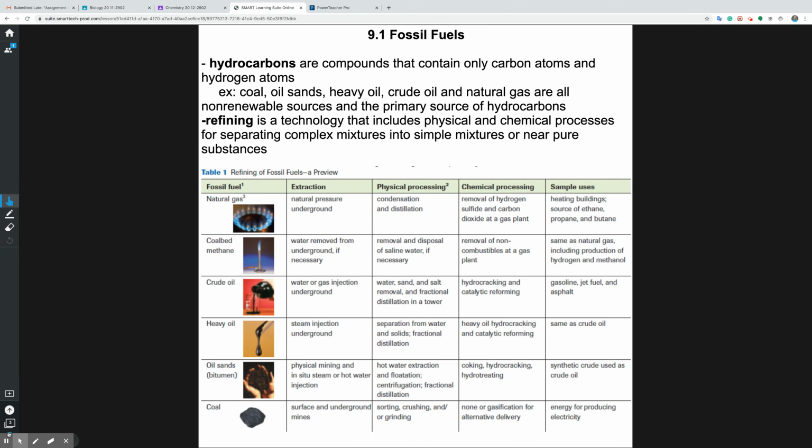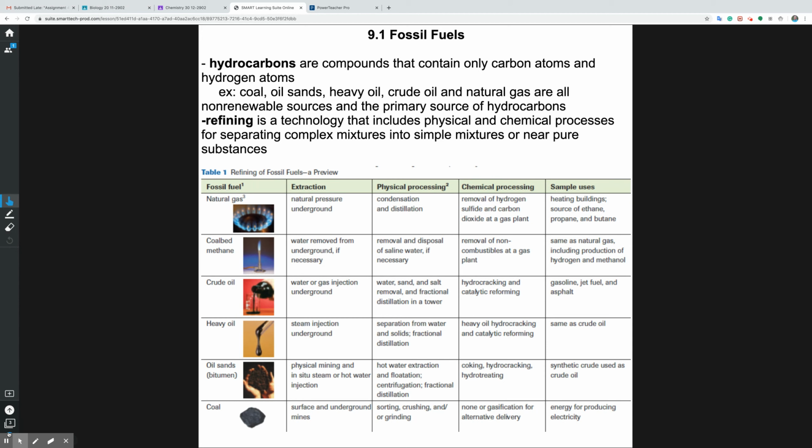Okay, so we'll start with hydrocarbons. They're compounds containing only carbon atoms and hydrogen atoms. Examples are coal, oil sands, heavy oil, and crude oil. All of those are different types of hydrocarbons. Refining is the technology which uses physical and chemical processes to separate complex mixtures into simple mixtures, and we'll talk about that more in chapter 10.